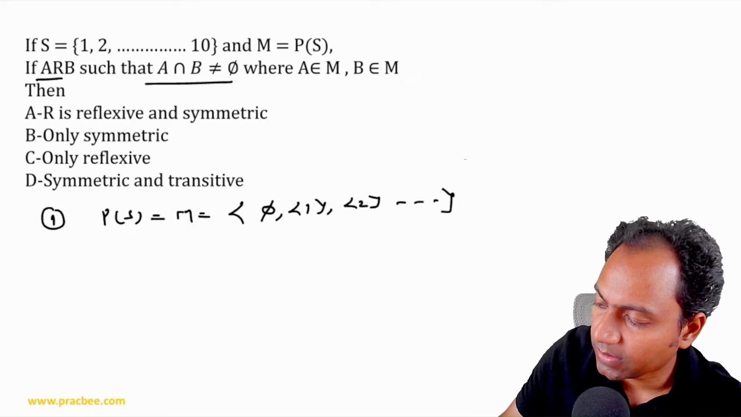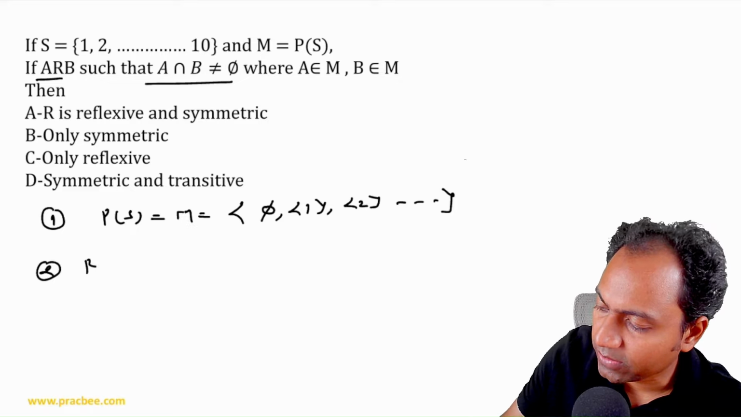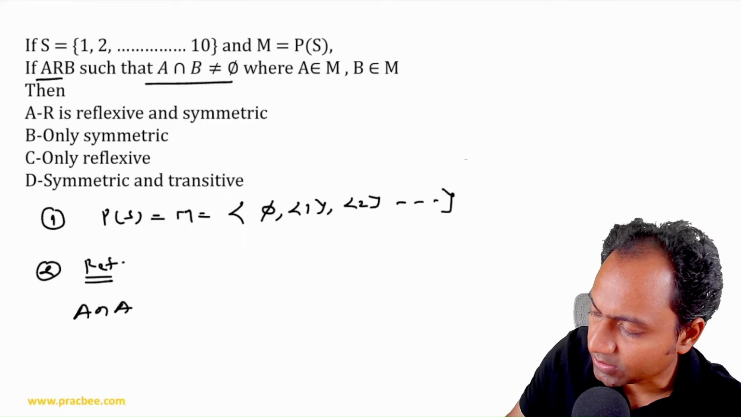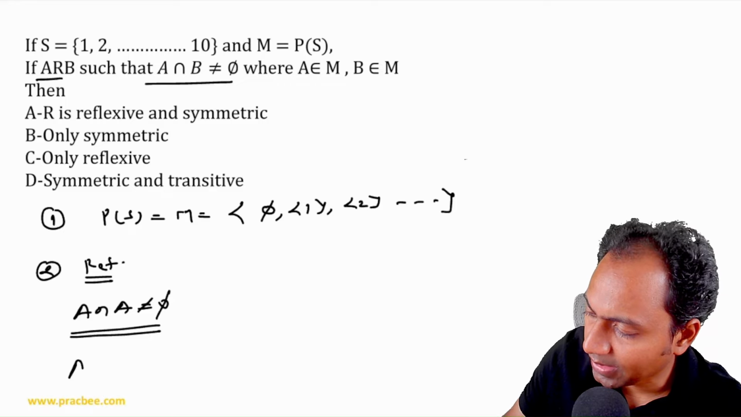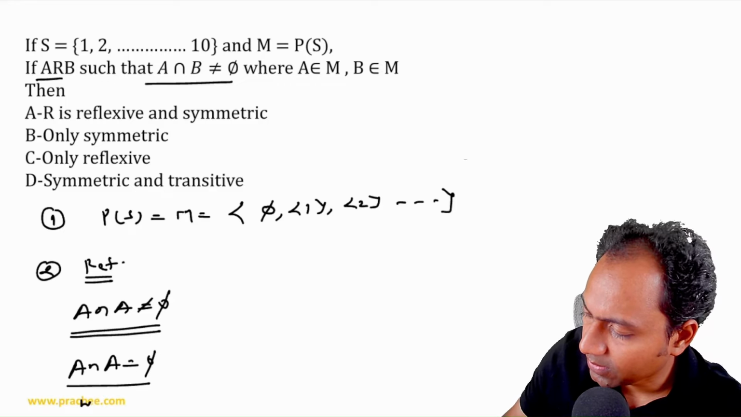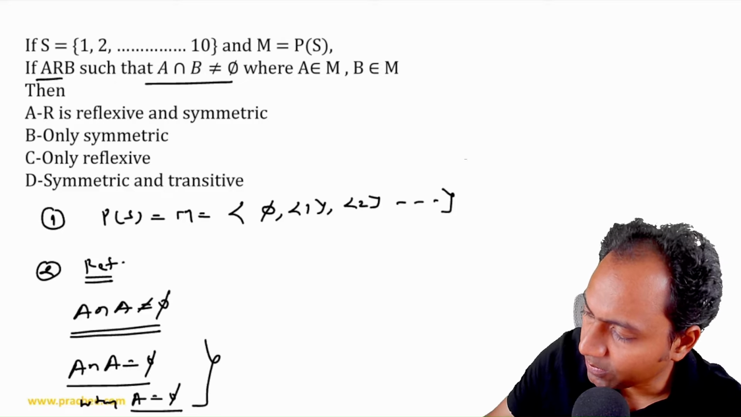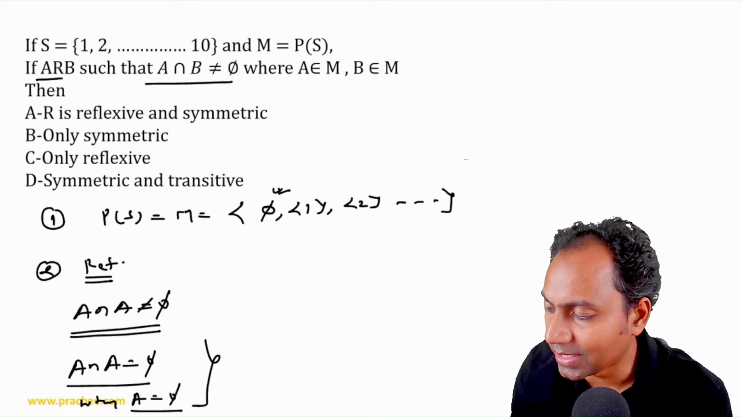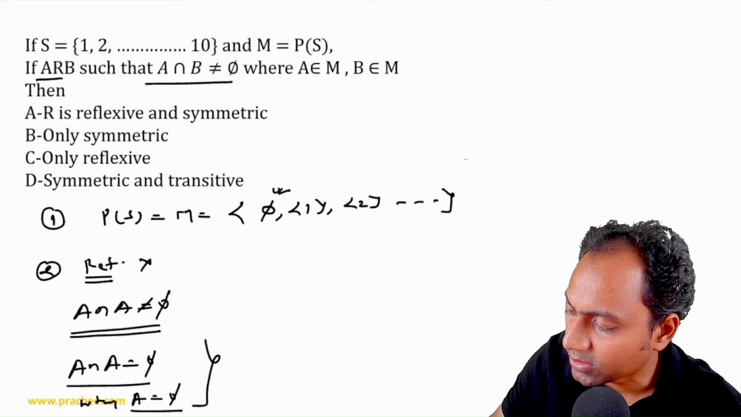Now let us try and check for reflexive in the next step. What we can say is it will become reflexive if A intersection A is not equal to null set. But see, A intersection A can be equal to null set when A becomes null set. And this is totally possible because this element is there in the power set of S. So you can see that it will not be a reflexive relation.